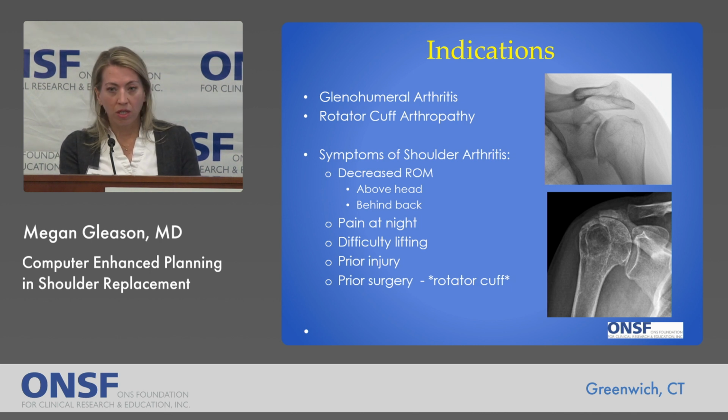You may see some patients that come in with shoulder pain, and when you're starting to think about arthritis, you're usually going to see decreased range of motion, trouble reaching up, over their head or behind their back. Can't put on a belt. That's a common thing you'll hear. A lot of pain at night. That's one of the cardinal signs that we see is people say, I just can't sleep at night. My shoulder hurts too much. Difficulty lifting. Maybe they had an injury in the past, or if they had prior surgery, specifically a rotator cuff repair.